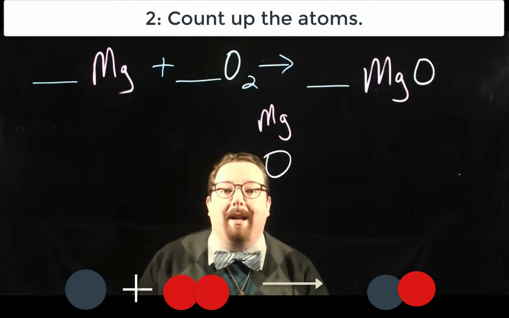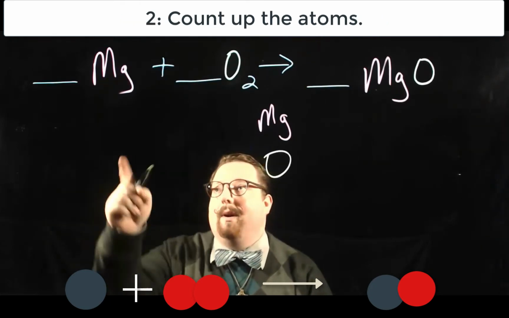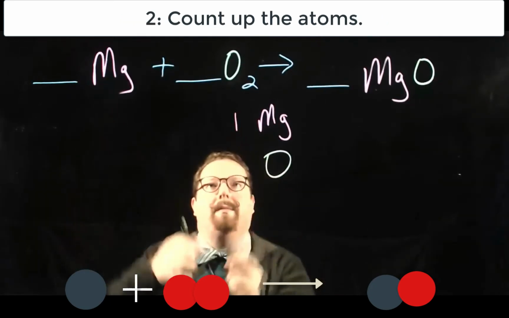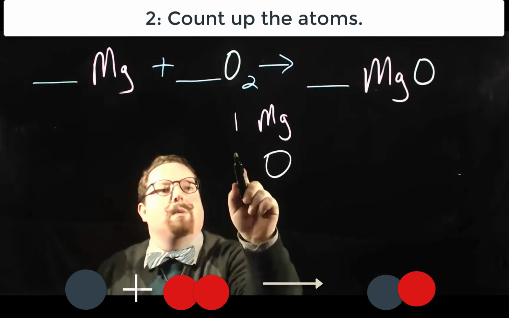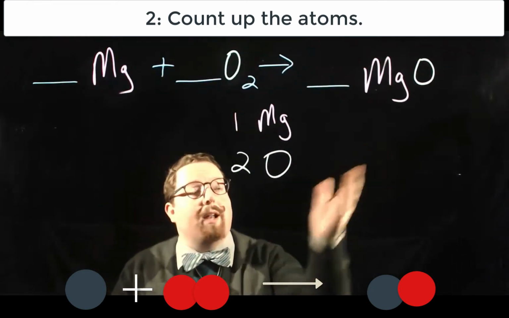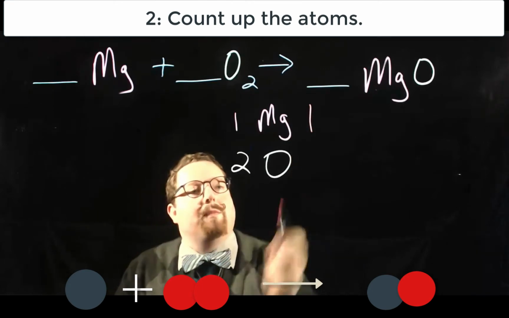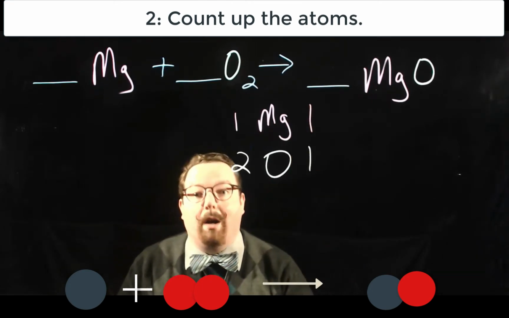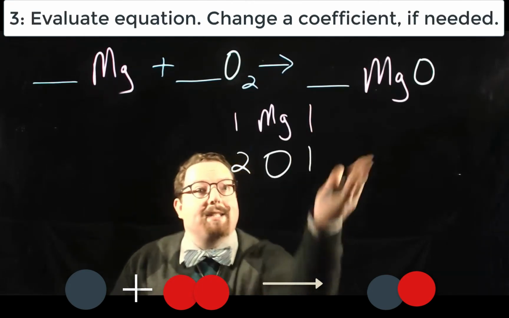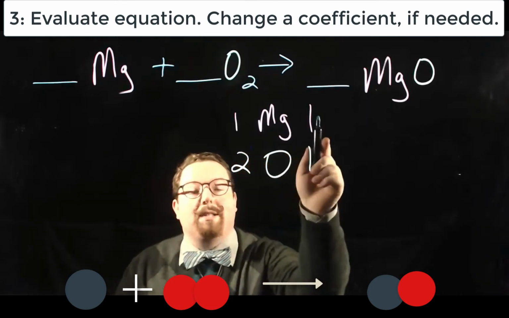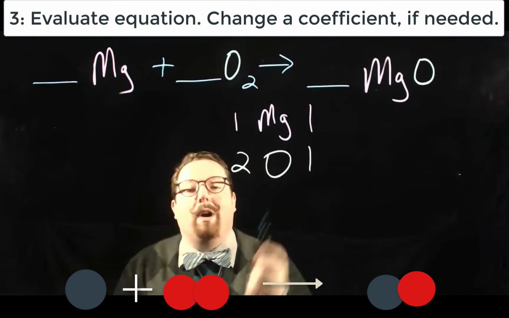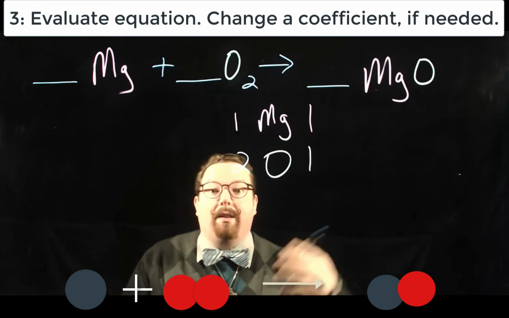Second step is to count up the reactant side. We have 1 Mg right here, and we have 2 O's. On the product side, we have 1 Mg and 1 O. So step 3, we check, is that balanced? Well, we have 1 and 1, so this one's good. But 2 and 1 means that our oxygen is lacking on the right side.